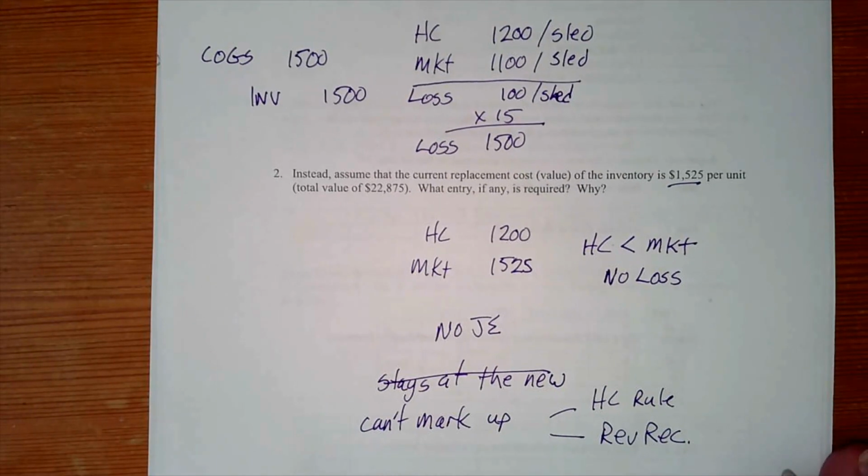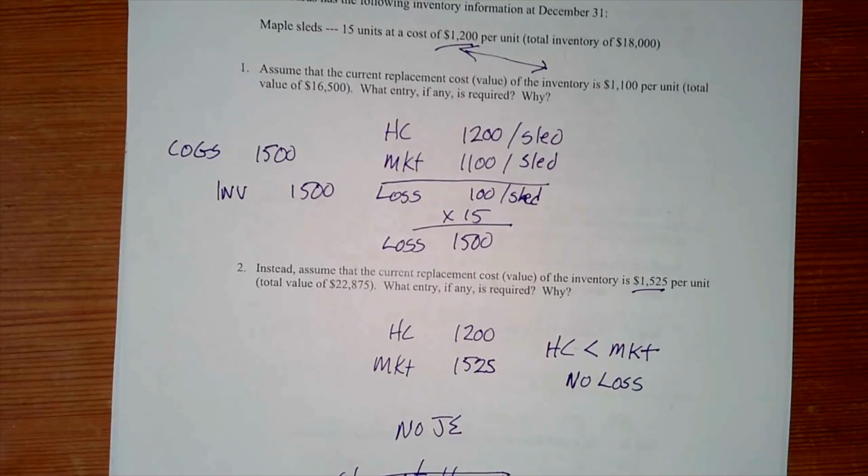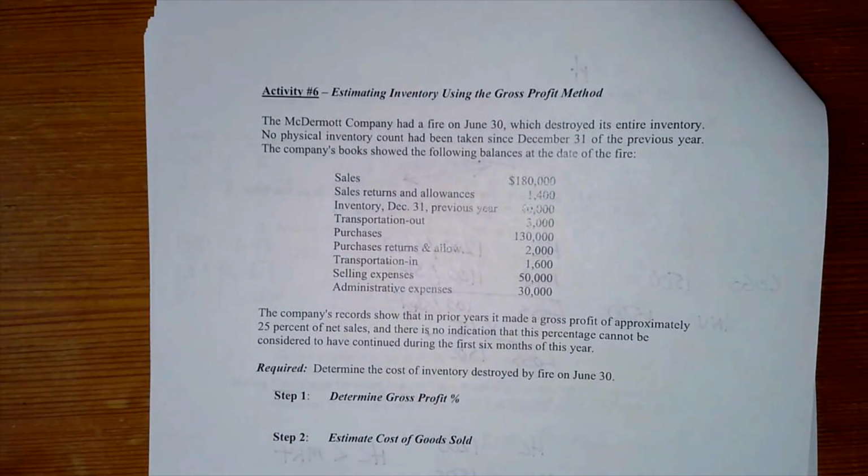Okay, so that's a fairly straightforward thing. That's not that hard to figure out, but it's one of the smaller things we're dealing with. Okay, well, we just have 2 items left. Let's move on to activity 6.